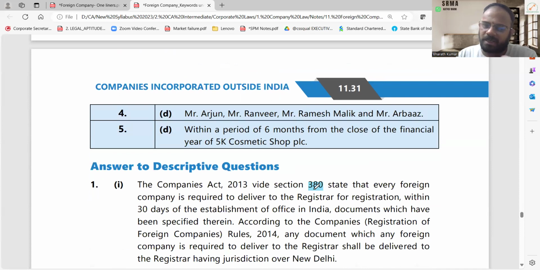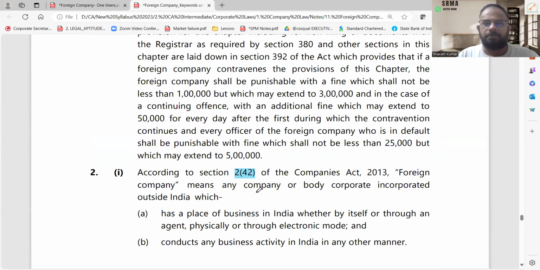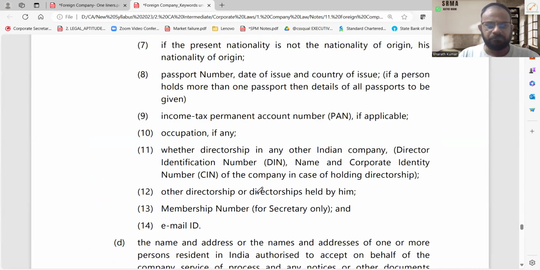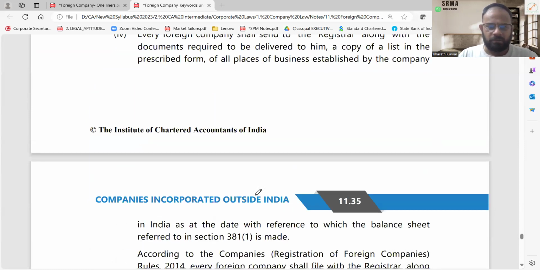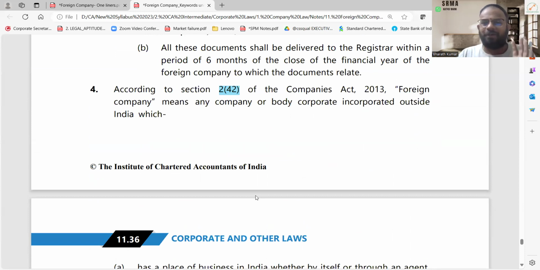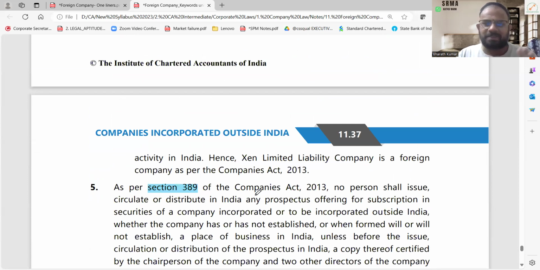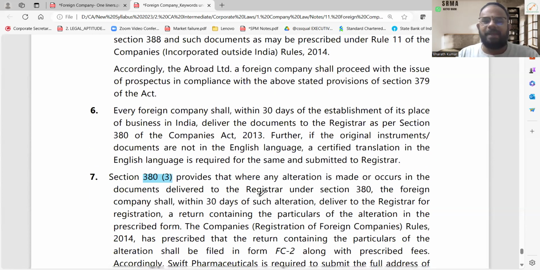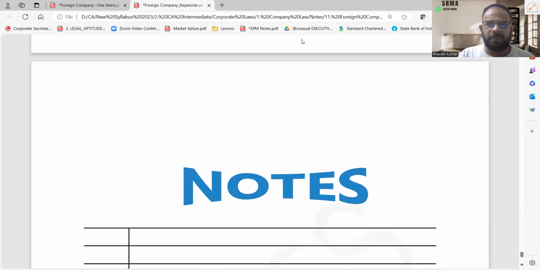See, I've colored and studied already what is there. 380, they will ask you. Section 2 subsection 42, they will ask you. 380, again, they are asking. Full particulars. 381, they are asking. Registration, they are asking. Section 2 subsection 42, again, they are asking. 389, registration, that connection they are asking. 380, again they are asking. That's all. That is all for this particular chapter.